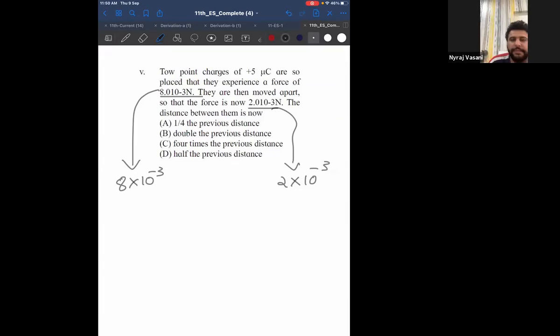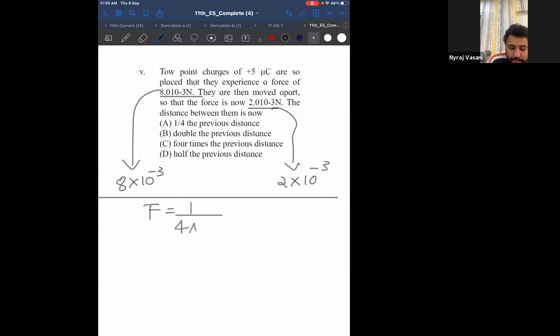Okay. Now listen to me. I've got many wrong answers, which makes me think that you don't understand the logic. But let me tell you the logic first. Tell me, what is the formula for electrostatic force? The formula for electrostatic force is 1 by 4 pi epsilon naught into Q1 into Q2 upon R square. Correct?